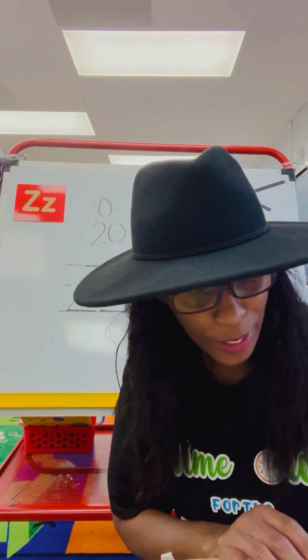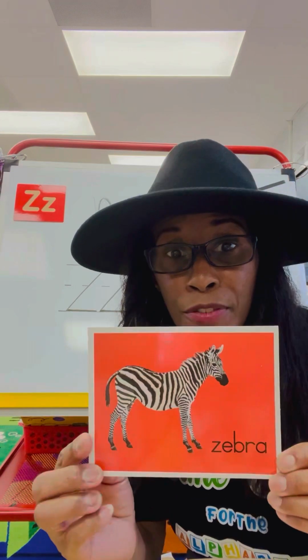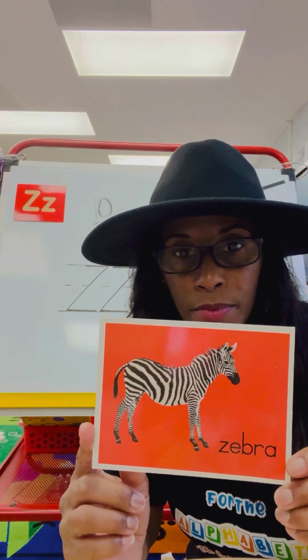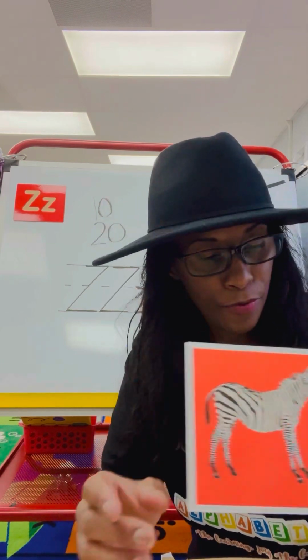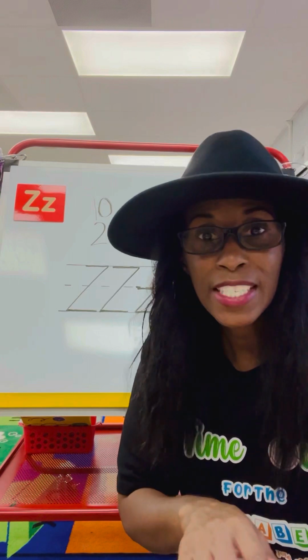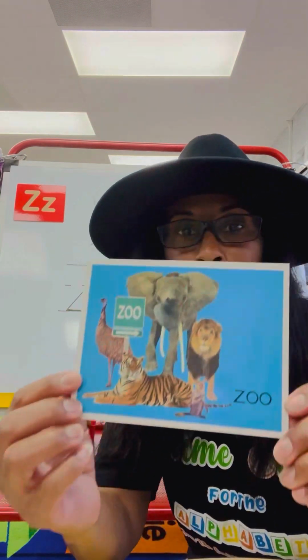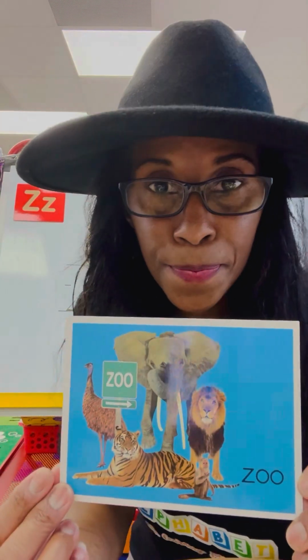So let's move on. What is this a picture of? Yes, it is a zebra. It is a zebra for the letter Z. Let's look at the last picture. What is this a picture of? Yes, if you said zoo, you are right.